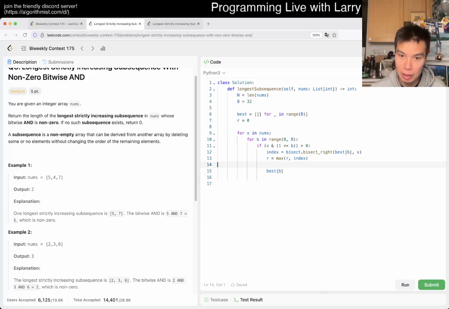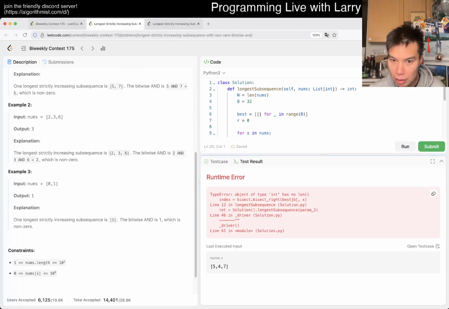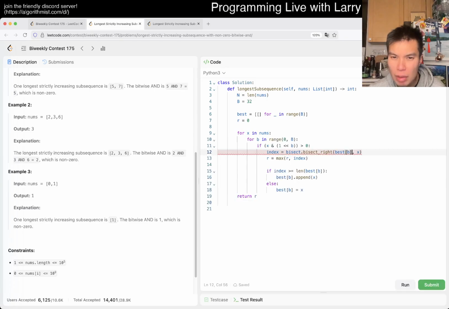Okay, so then yeah, it's been a while. I'm a little bit rusty, honestly. We have append x is the new thing, otherwise best of b of index is equal to x, because now it is smaller by default, right? I think that's roughly right. 2, 3, 1.